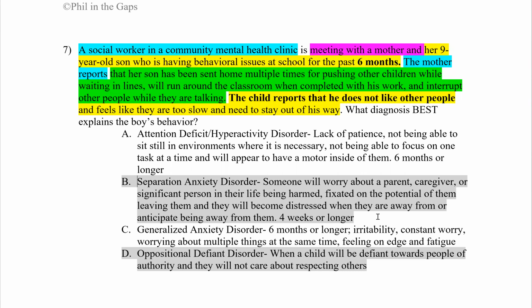So now we're in between A, attention deficit hyperactivity disorder, or C, generalized anxiety disorder. So is he anxious in general, or does he have lack of patience, not being able to sit still in environments where it's necessary, not able to focus on one thing, appears like he has a motor inside of him, fidgeting and tapping, doing all these different things. So for that reason, we're going to rule out C and go with A.